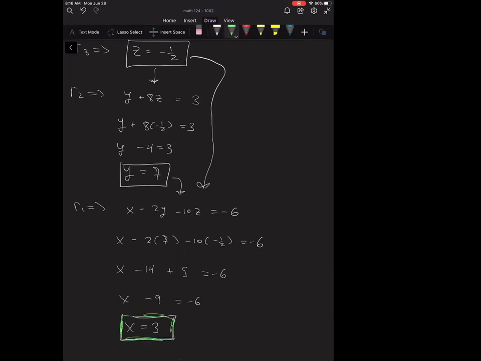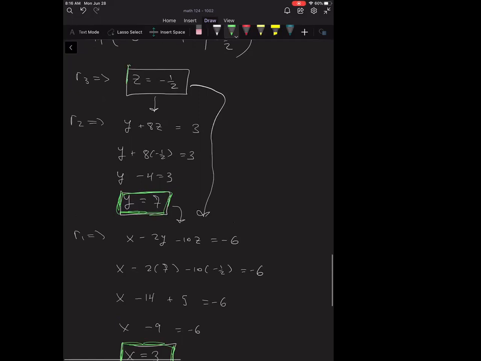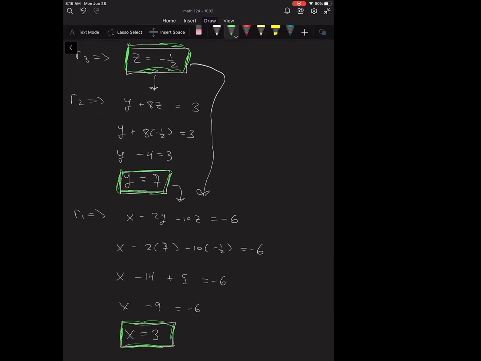So we have these answers, not problems. We have z is minus 1/2, y is 7, and x is 3. Okay, so that actually takes care of all the problems from this section. So we don't think we really need to do much more. Just focus on these types of problems.